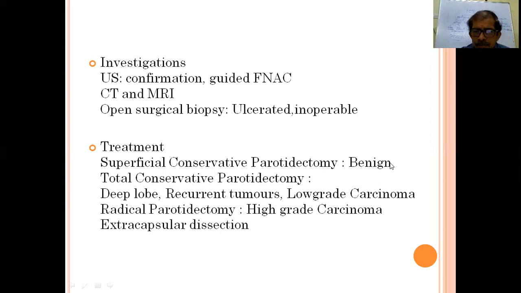This is exclusively done in all benign tumors. Whereas there is another surgery, that is total. Instead of superficial, here it is total. Total means both superficial and deep lobes are removed. Whether the deep lobe is involved or not, you will remove the deep lobe. So conservative again means you conserve the facial nerve and remove the gland below the facial nerve. I told you the facial nerve splits the gland into superficial and deep lobes, whereas in superficial capsulectomy you will remove.